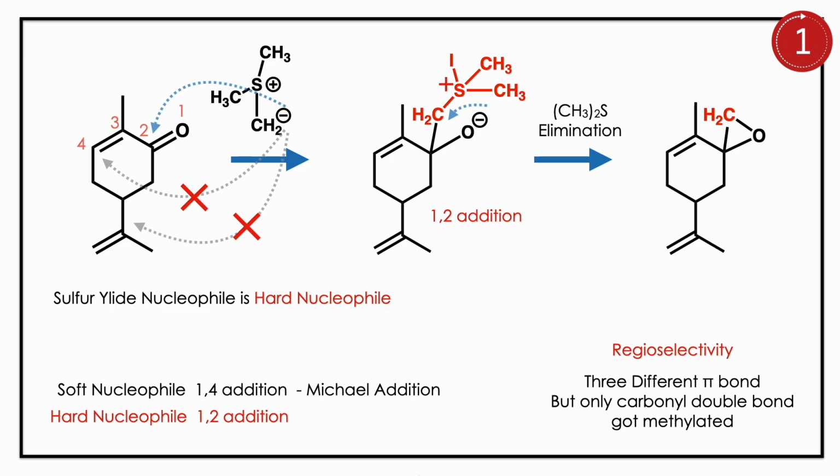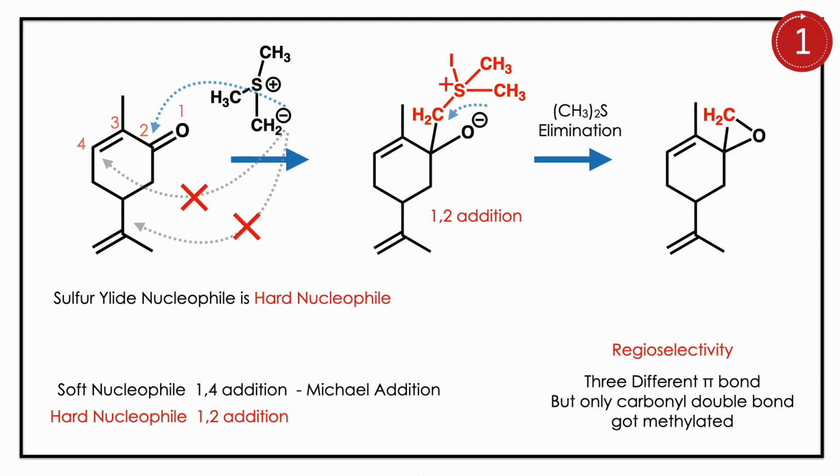Here you have sulfur halide. Sulfur halides are hard because of localized charges, so it will undergo 1,2 addition. Carbon attacks. Then you have an O nucleophile. Since you have dimethyl sulfur as the leaving group, O minus attacks CH2. You have cyclopropane formation. This reaction involves regioselectivity.